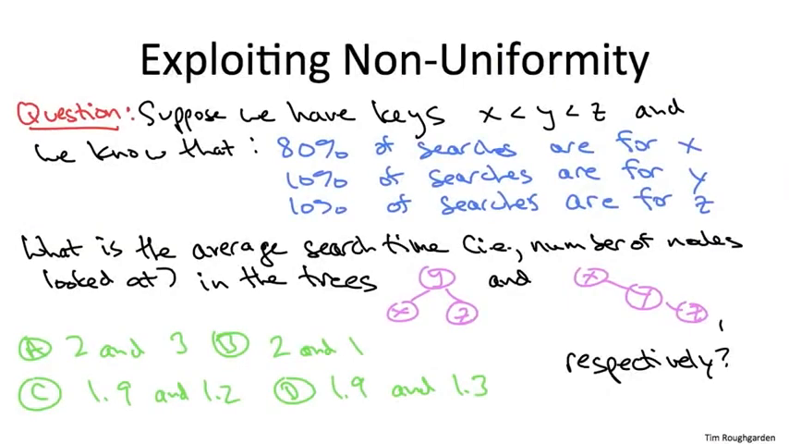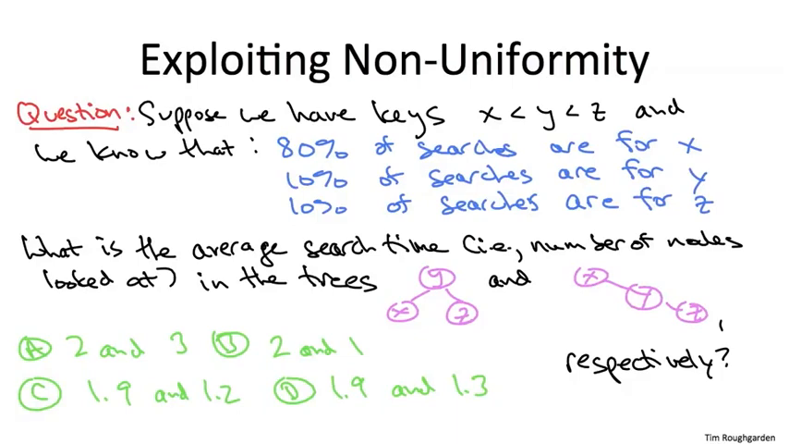Let me make this question more concrete just by asking you to compare 2 candidate solutions. On the one hand, the balanced tree, which has y at the root and x and z as children. On the other hand, the chain, which has x as a root, y as its right child, and then z is the right child of y. What is the average search time in each of these 2 search trees with respect to the search frequencies I told you? 80% for x, 10% for y, and 10% for z.